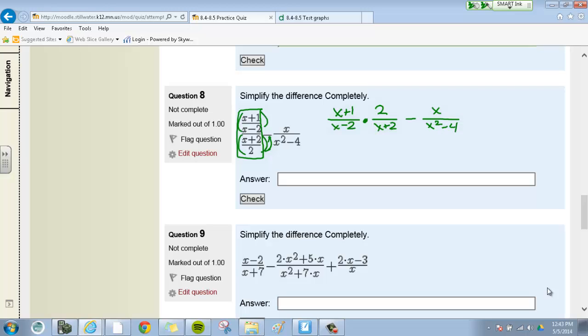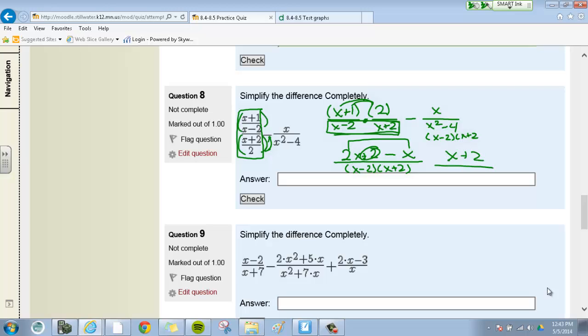Okay. So now we're subtracting an x over x squared minus 4. Now check this out. This x squared minus 4 is an x minus 2, x plus 2. That's the same as this right here. So we actually have a common denominator right here. So really, we can just multiply this right here. We'll multiply this 2 there and there. So I got 2x plus 2 minus x. That's all over x minus 2, x plus 2. Now 2x minus x gives me just an x. So I got an x, and I still have this plus 2 here. That's all over x minus 2.